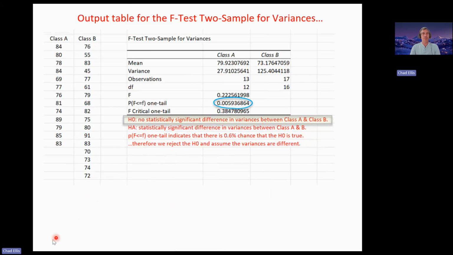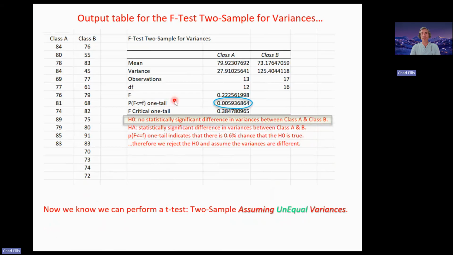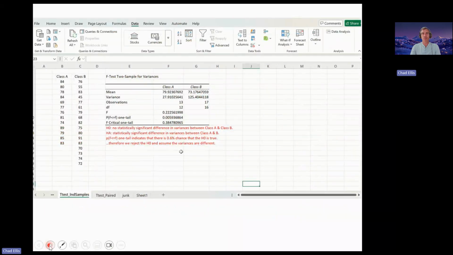So that's going to indicate to me that we're likely wanting to reject that null hypothesis, instead go with the alternative hypothesis that there is a significant difference in the variances between class A and class B samples. So that tells us that we're going to use the t-test for 2 samples, assuming unequal variances. So a bit of an extra step when using Excel, but once you get onto it, it's not too bad.